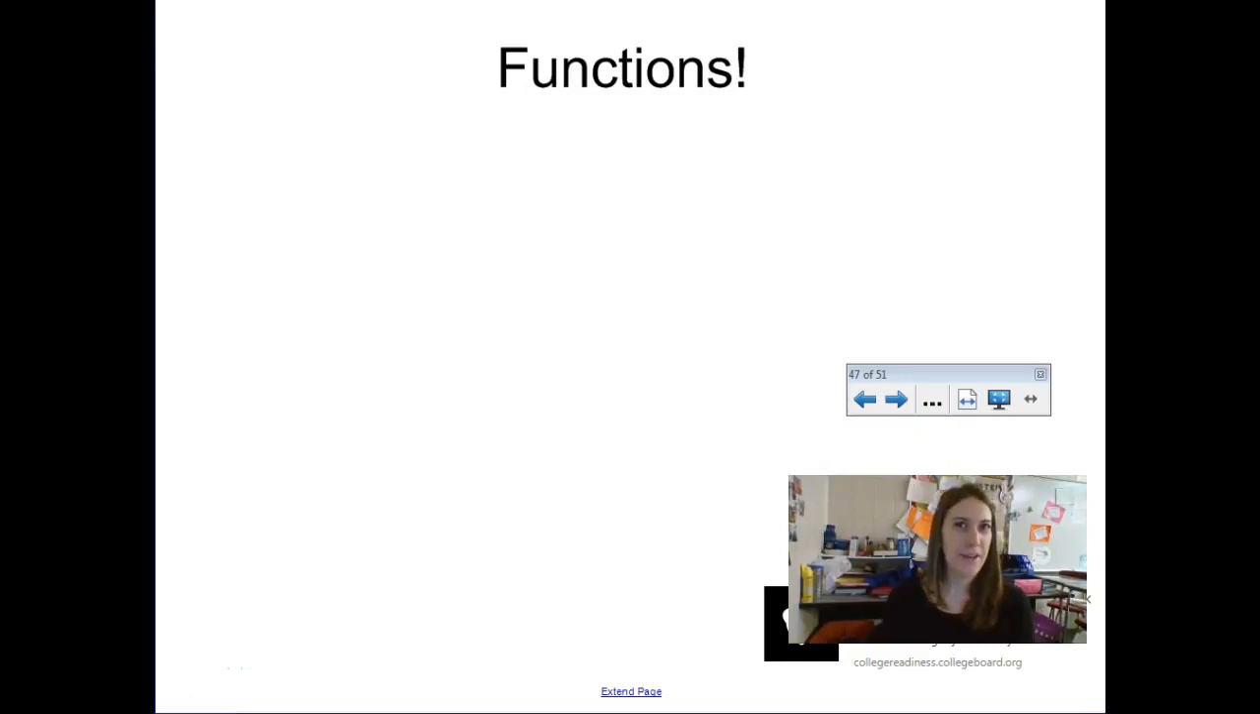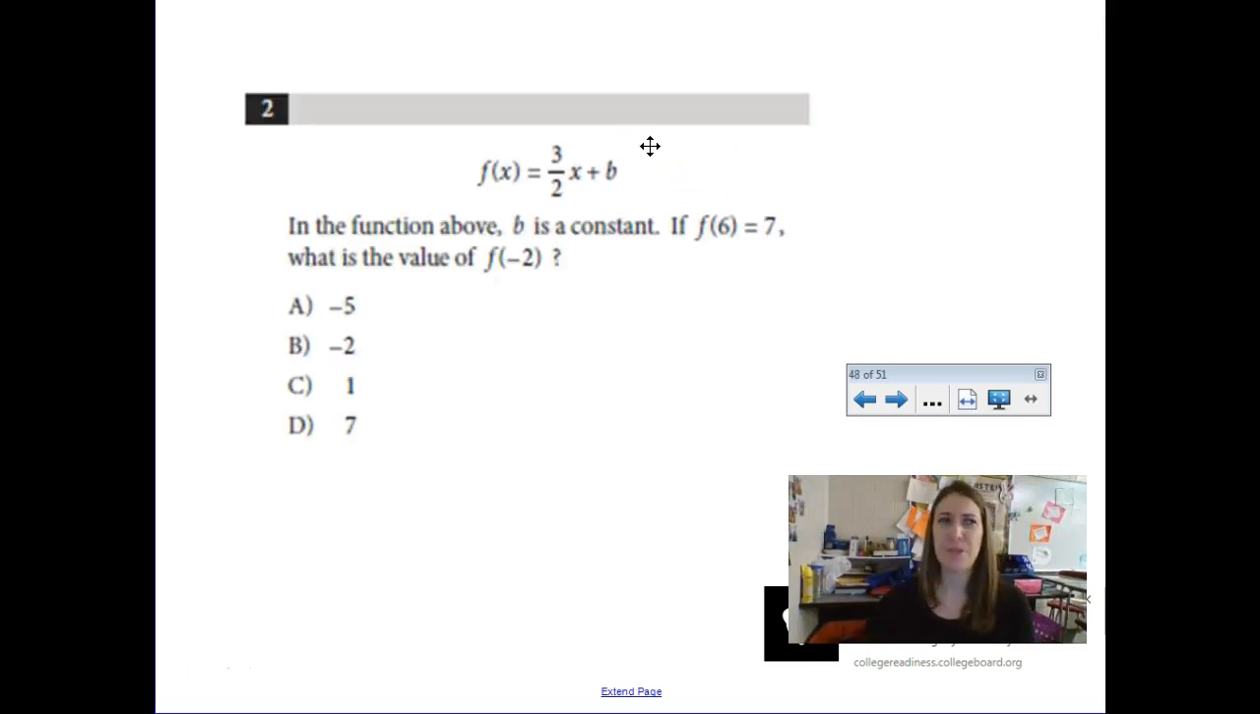Our next Fast 5 is going to cover functions. Functions can be any type of functions: linear, quadratic, higher degree polynomials. I've noticed there's a lot of function notation on SAT tests, so I want to make sure we cover that in particular. So this question's great.